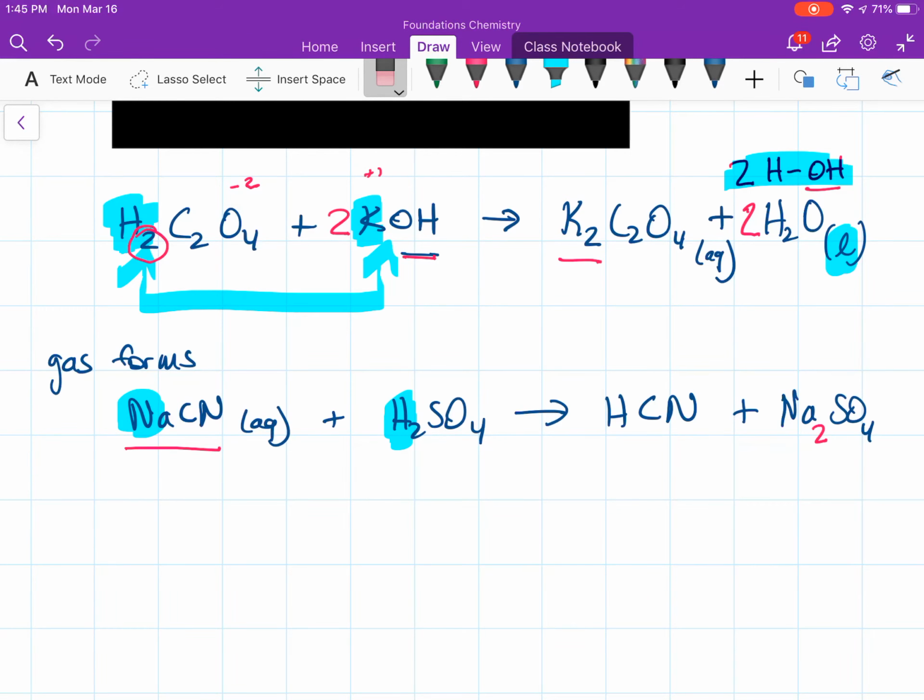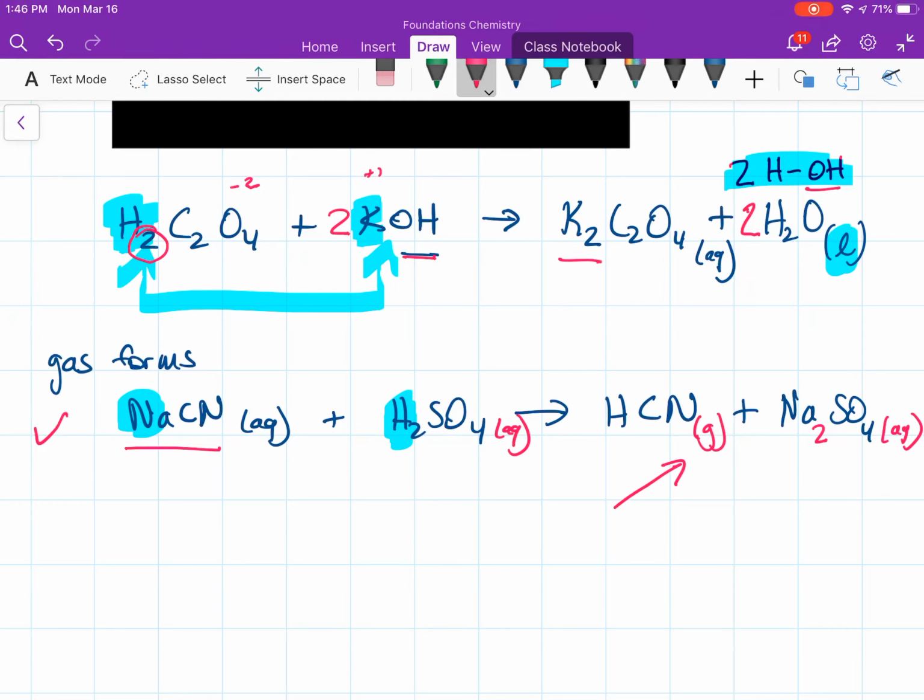Now, in this compound, hydrogen cyanide, that's actually an acid, remember? But anyway, hydrogen cyanide is going to come off as a gas, and you would be told this. And sulfates are aqueous. You can look that up on the solubility table. And so therefore, this reaction happens because a gas forms.